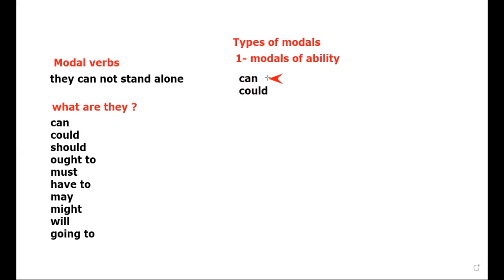Actually, can, when we talk about it, for example, we talk about it in the present. Okay, for example, can, present. What about could? Could is actually the past.